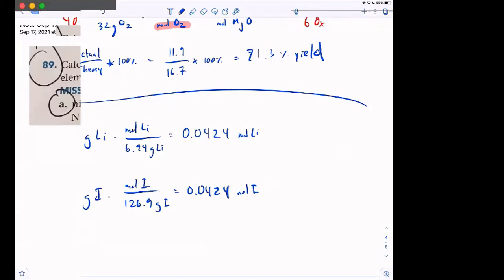No worries. But that also makes sense because lithium tends to be +1 and iodine tends to be -1.